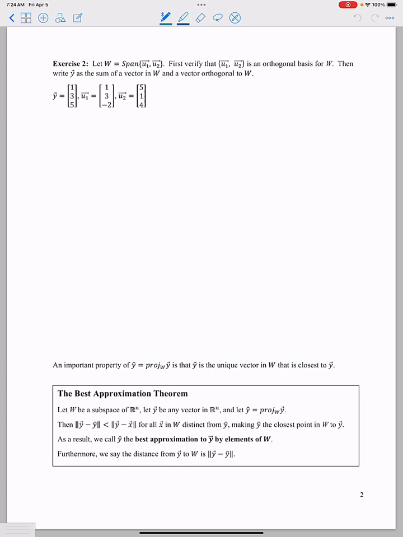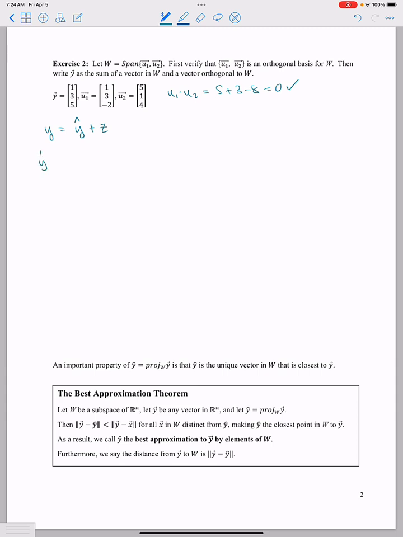Exercise 2 is mathematically asking you to do the same thing, but the words are slightly different. So we are going to verify that U1 and U2 are orthogonal. Then it says write y as the sum of a vector in W, that would be the y hat, plus a vector orthogonal to W, so plus z. So that is just asking us to decompose it. So I'm going to first find y hat, and then I'll find z. First I need to verify that U1, U2 is orthogonal. So I get 5 plus 3 minus 8 is 0, so that works.